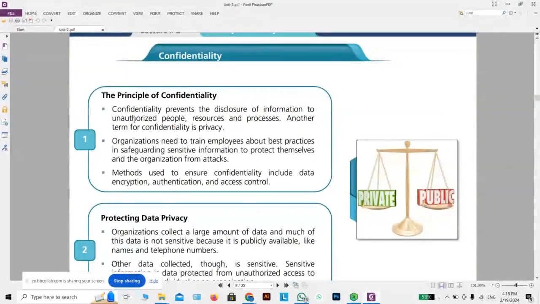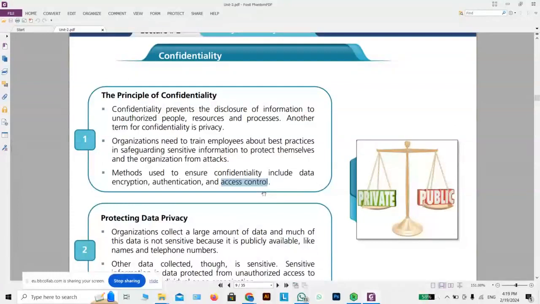So how can we make sure of confidentiality using different methods? What are those methods? We can apply encryption, we can apply authentication, and you can apply access control. If somebody doesn't know about these methods, I will tell them. What actually is encryption? What is authentication? And the last one is access control.